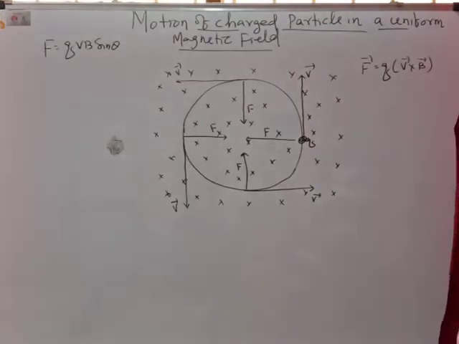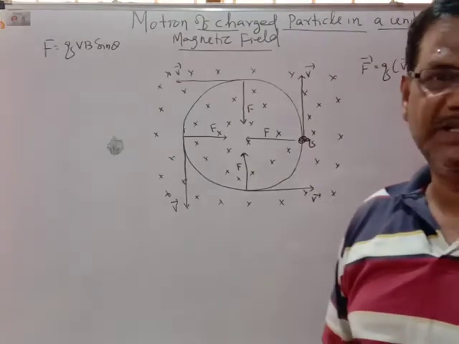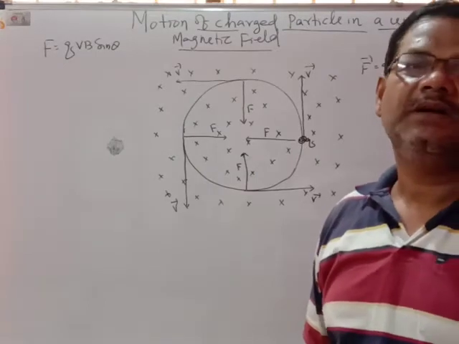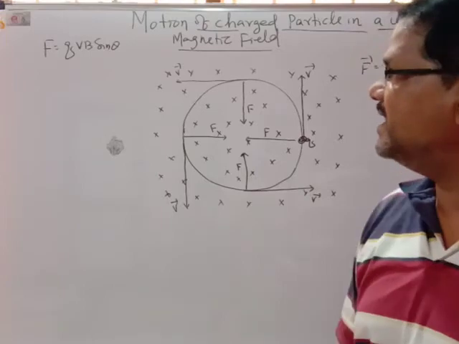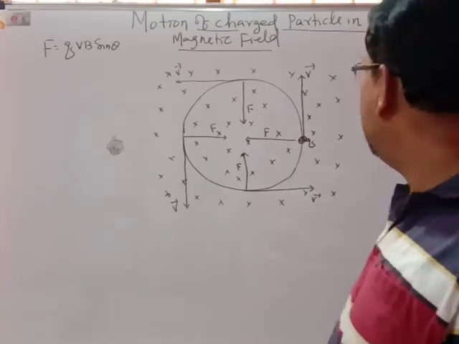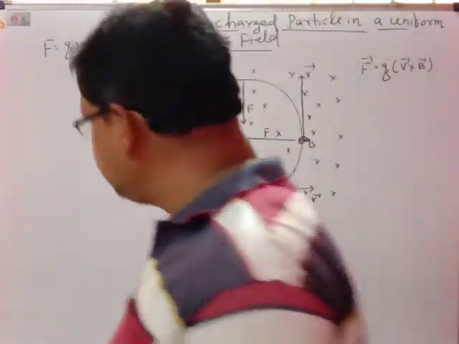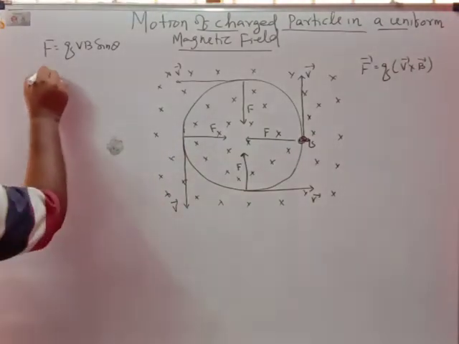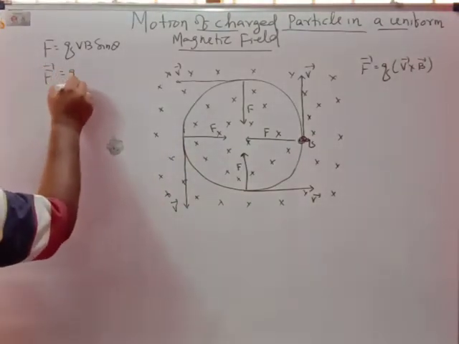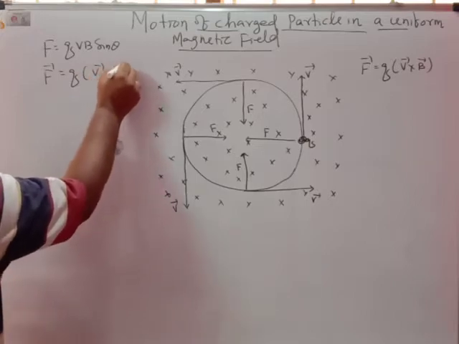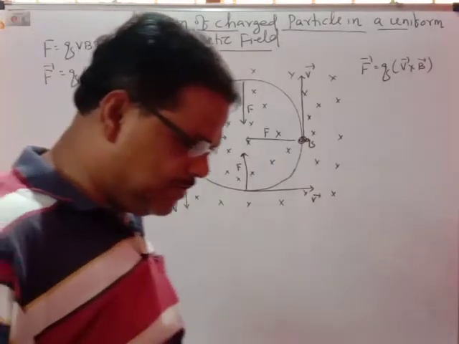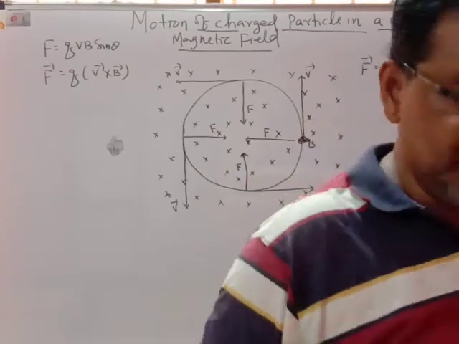Theta is the angle made by the motion of the charge with the direction of the magnetic field, the angle between the B vector and the V vector. Mathematically, in vector form, you represent it as F equal to Q into V vector cross B vector.